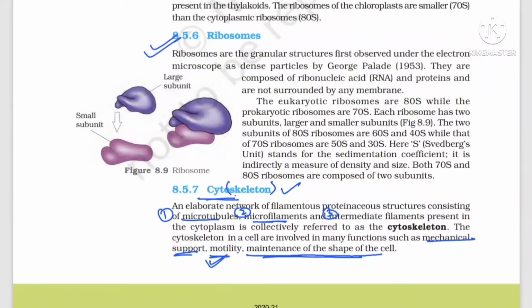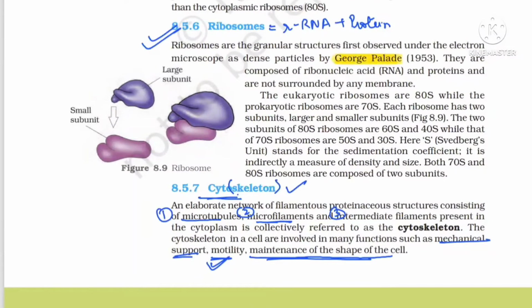Ribosomes, we studied, are the protein factory. And what are ribosomes made up of? Ribosomes are made up of ribosomal RNA plus protein. Now who observed them? It was observed by Palade. That is why they are also known as Palade granules. Please remember this question, they are asking it.